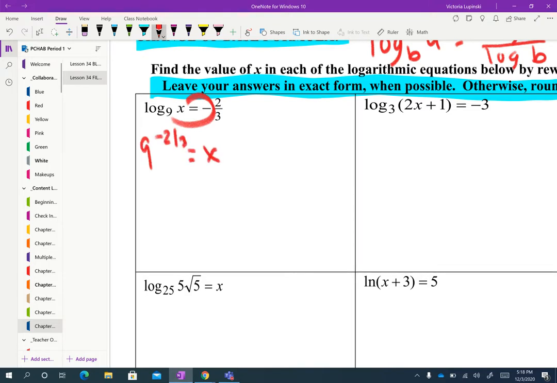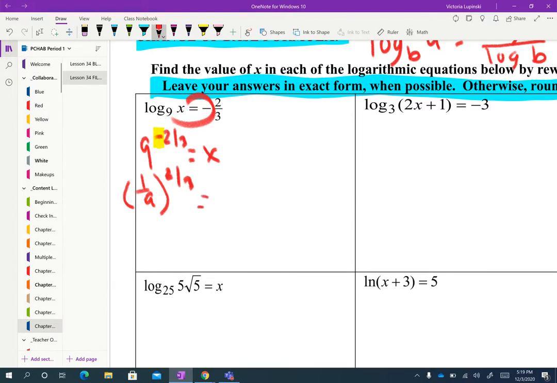Again, don't just jump right to the decimal. A lot of times they say leave it as an exact answer, which means you have to try to write it using properties of exponents, so not turning it into a decimal. So think about 9 and then the negative 2/3. For negative 2/3, I'm going to apply just the negative, and I'm going to write this as (1/9)^(2/3).